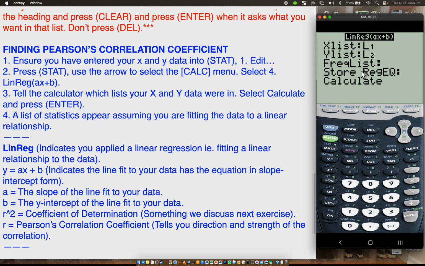You tell the calculator which lists your X and Y data are in, and I told you to get into the good habit of putting your X data into list 1, Y data into list 2. That's why you form that habit.